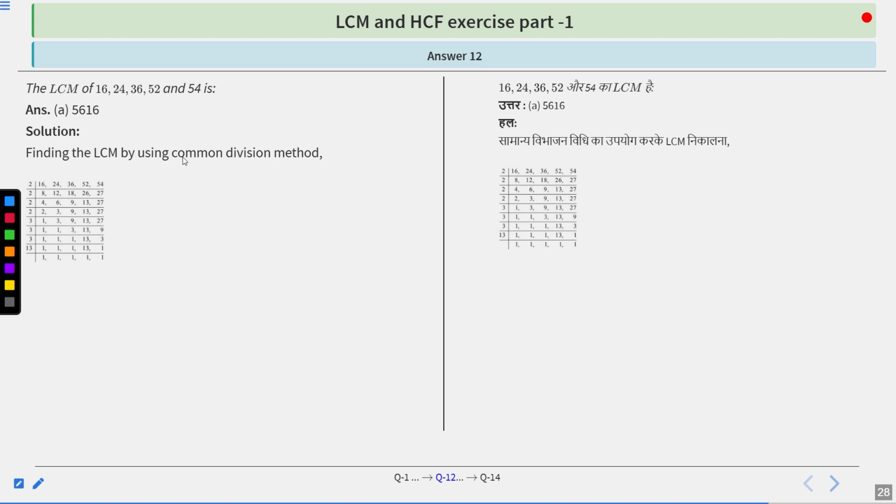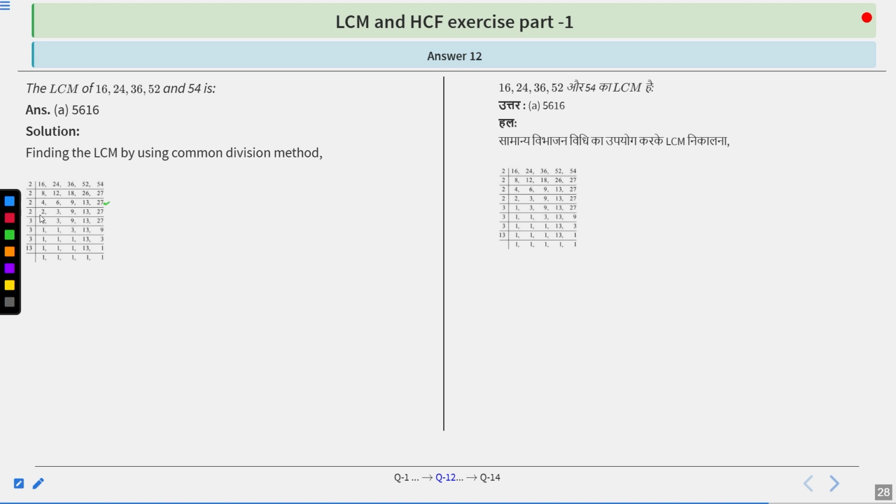Now again we are using the common division method to find the LCM. First of all, we will start dividing these numbers by a number which is least in nature. So it is 2 only. So 2 will give us 8, 12, 18, 26 and 27. Then again we will check if any of the numbers is divisible by 2. Yes, 8 and 18 and 12 and 26 are divisible. So again dividing by 2, we can write 4, 6, 9, 13. 27 is not divisible, so we will write it as it is.